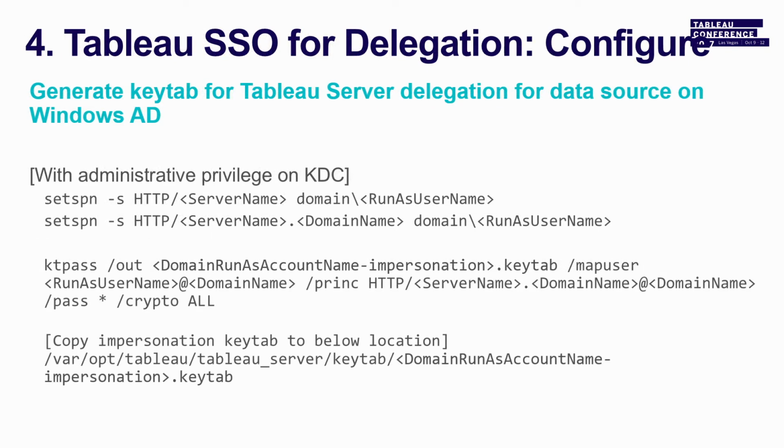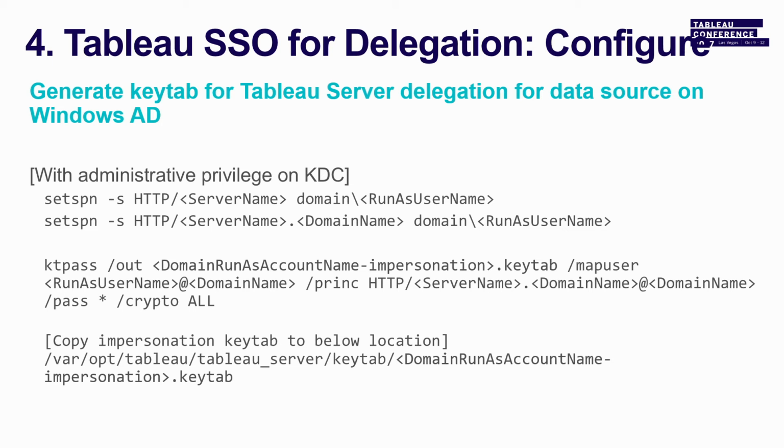Fourth and last step. This is the step you need to do for SSO delegation. Disclaimer: you might not be able to do it all by yourself, and you may need to get in touch with your IT guys, because for this step you need administrative privileges on your KDC. For Active Directory Kerberos, you can only enable delegation for an Active Directory account if the SPN has been set for that account. This is basically the step of setting the SPN.